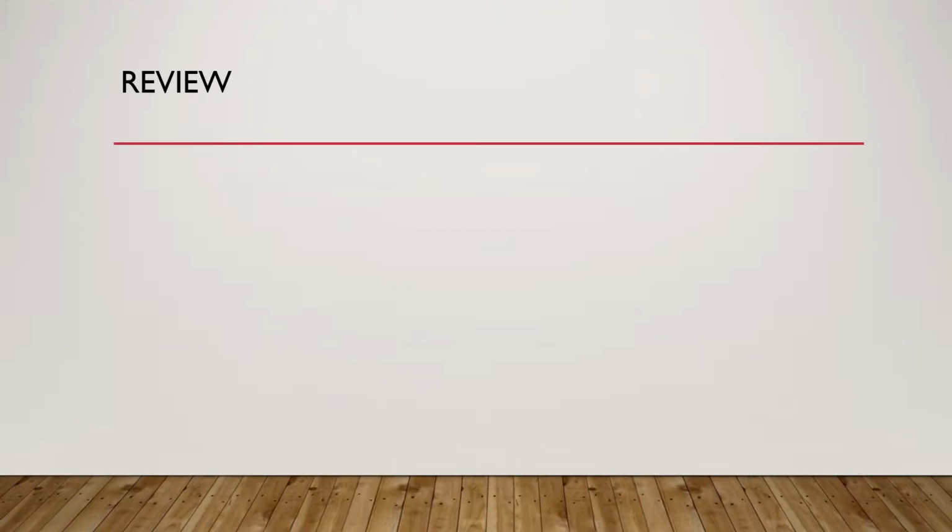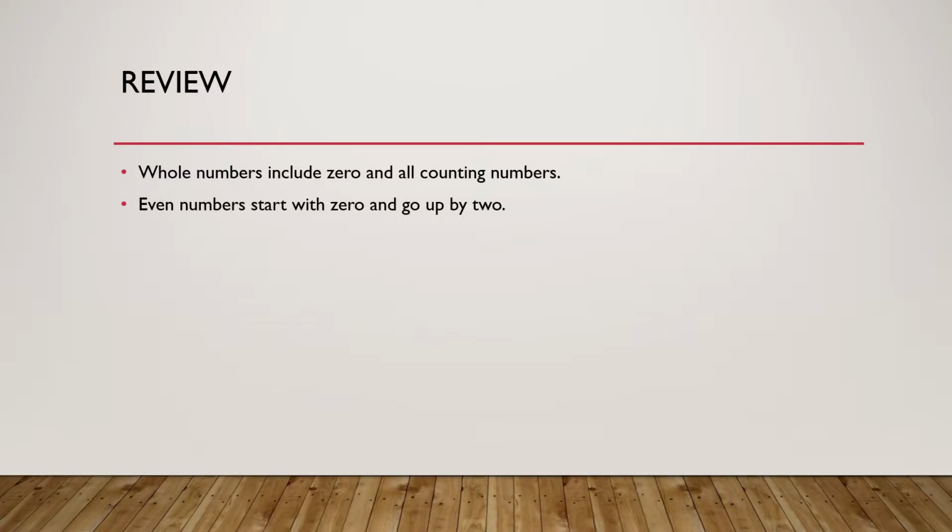Now for a little review from your previous lesson. Remember, the set of whole numbers includes 0 and all the counting numbers 1, 2, 3, 4, 5, and on and up. Even numbers start with 0 and go up by 2. Don't forget that 0 is an even number. There they are.